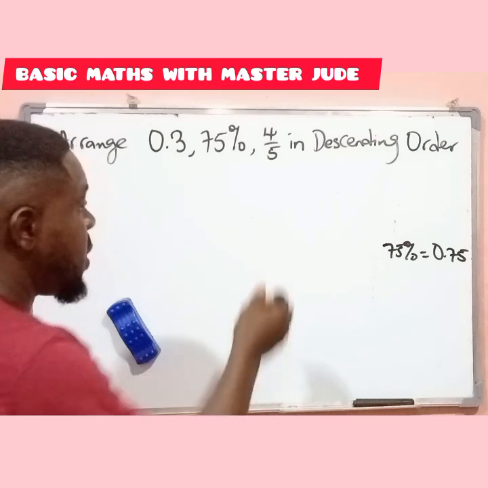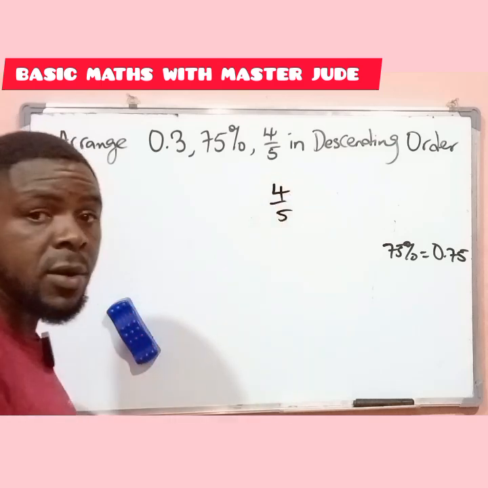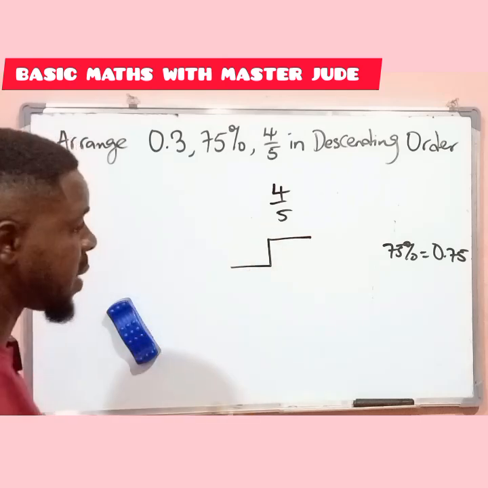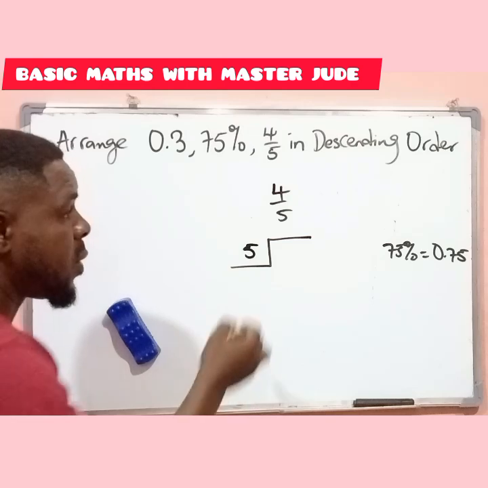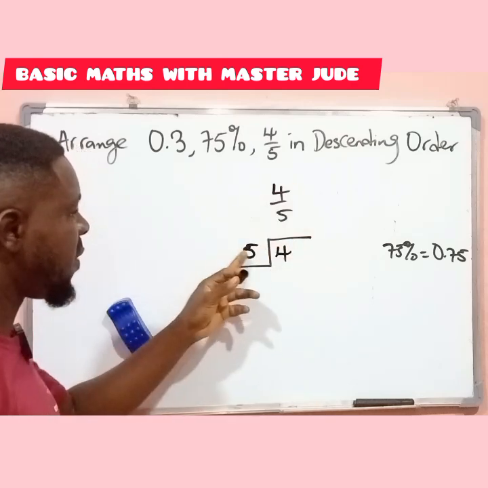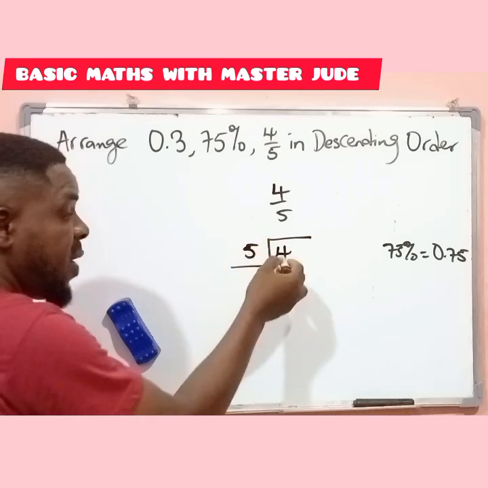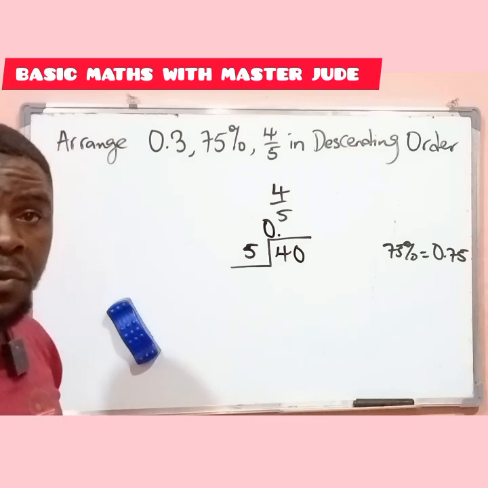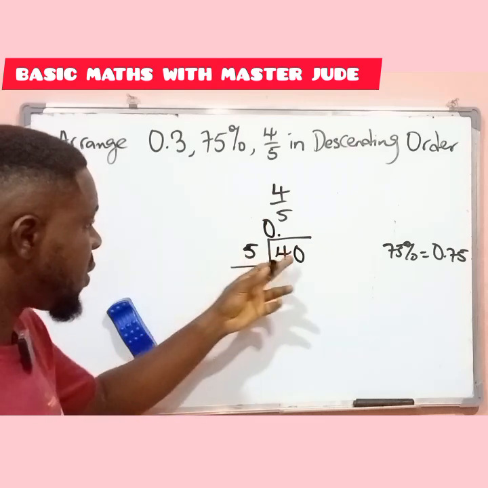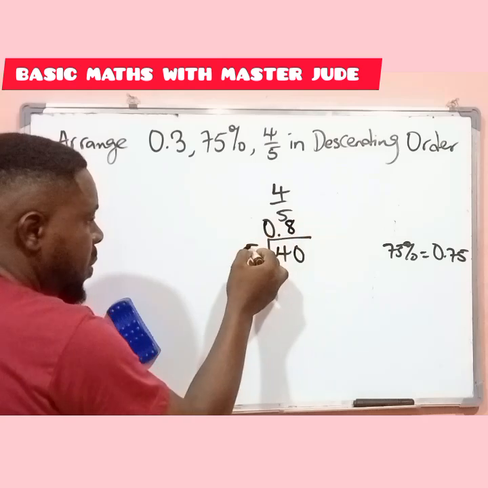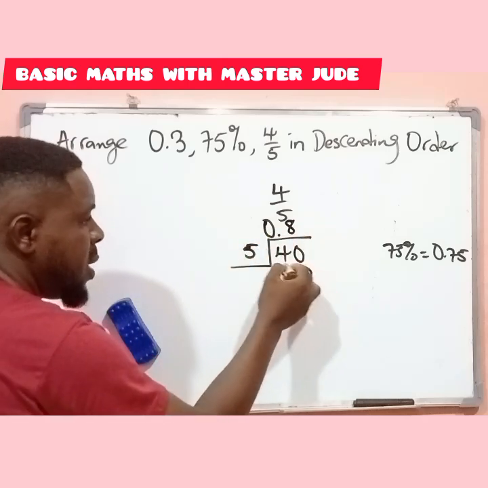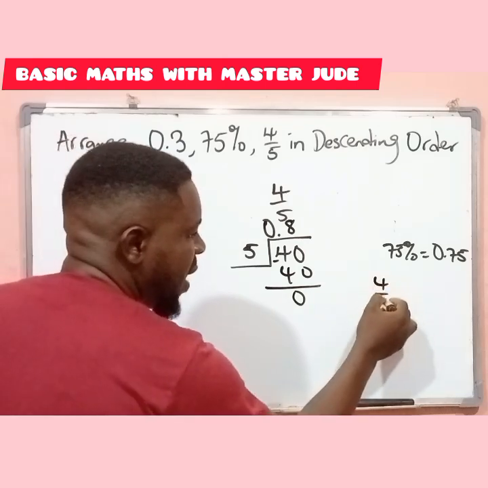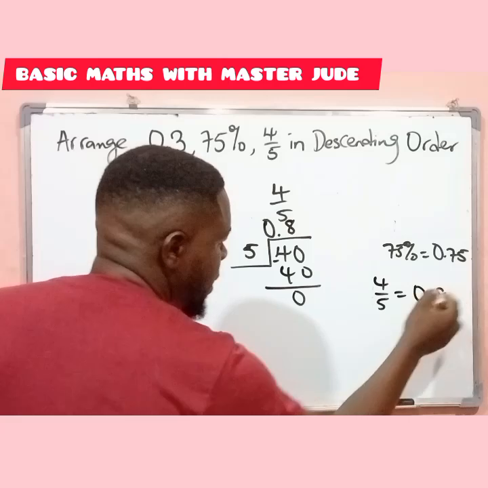Now 4/5, you bring down 4/5. Now using the long division method, I'll draw my shape. Remember I told you the denominator is always outside, which is referred to as the divisor, while the numerator is inside. Now 5 into 4, it cannot, because 5 is bigger than 4. So you put your 0 up here, you add your decimal point, then you add a 0 to 4, it becomes 40. 5 into 40 is 8. 8 multiplied by 5 will give me 40. Then I will subtract. 40 minus 40 will give me what? 0. So 4/5 in decimal form is 0.8.